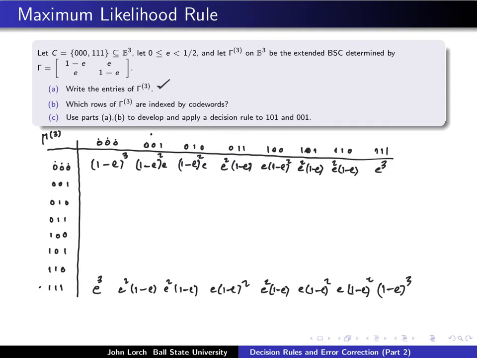So now we're going to move on to part B, which asks us which rows of gamma 3 are indexed by code words. So remember, our code just consists of these two code words, 0, 0, 0, and 1, 1, 1. So these are the rows that are of interest to us because they are indexed by our code words.